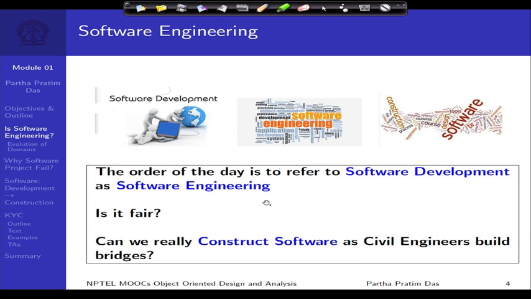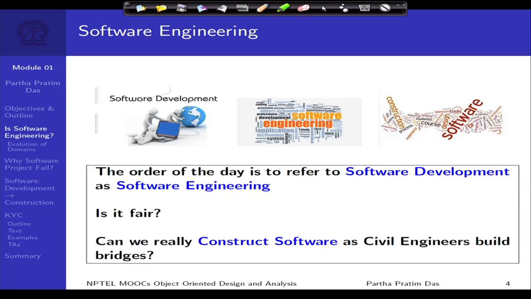So, now let us look at software engineering. The order of the day is to refer to the activity of software development as software engineering. I start by raising a question: is it fair to really proclaim that we are doing software engineering? If we are doing software engineering, then we must be able to construct software as civil engineers build bridges.